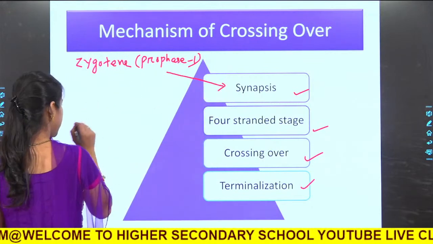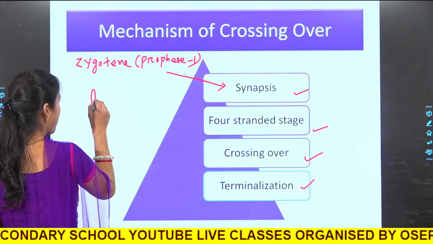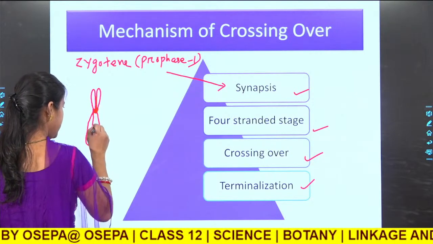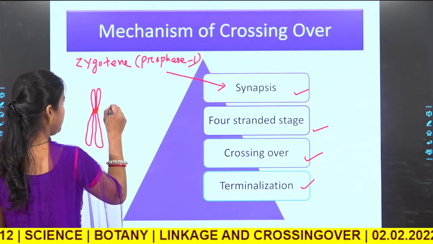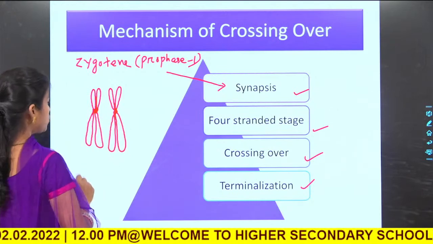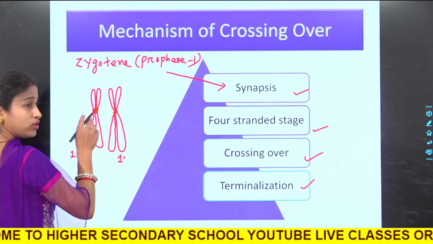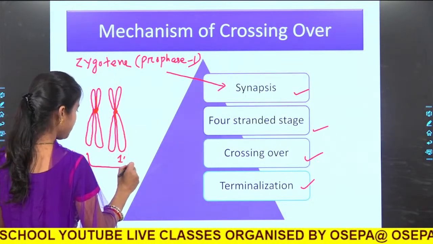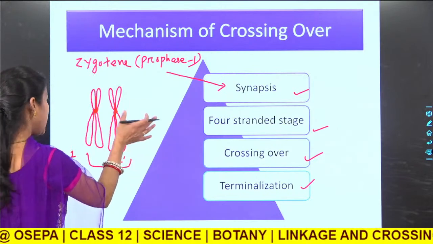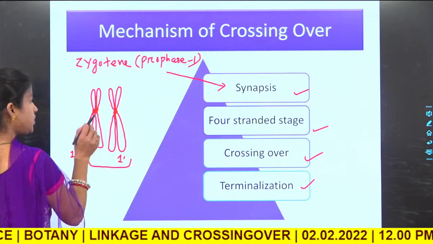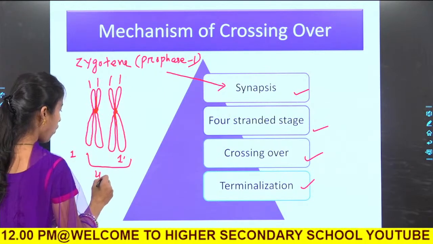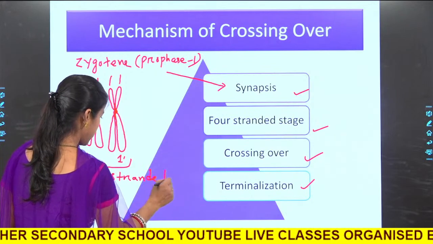Let us suppose this is a chromosome. Always it comes as 2 sister chromatids. If I draw another chromosome for this homologous pair, these 2 are a homologous pair. This is 1 prime. Now crossing over happens, or first of all in the stage of zygotene synapsis occurs. What it means is that the 2 homologous chromosomes of a pair come near each other in the 4 stranded stage. You see this has 2 strands, 2 sister chromatids, and the other one has 2 strands also. So they are in the 4 stranded stage.